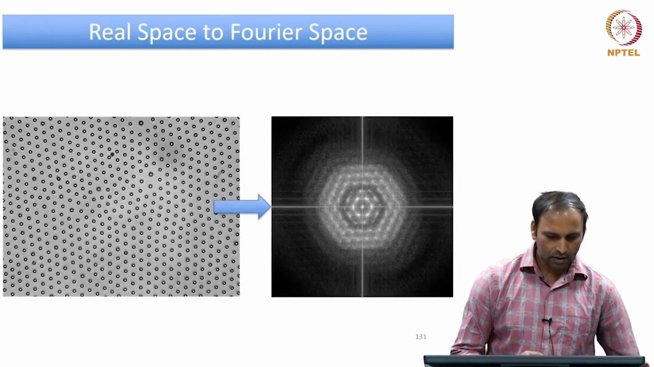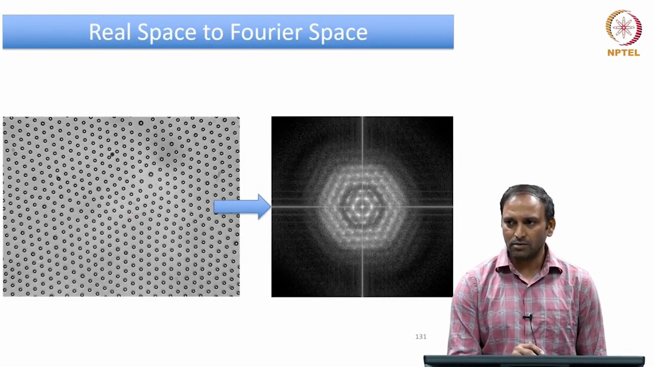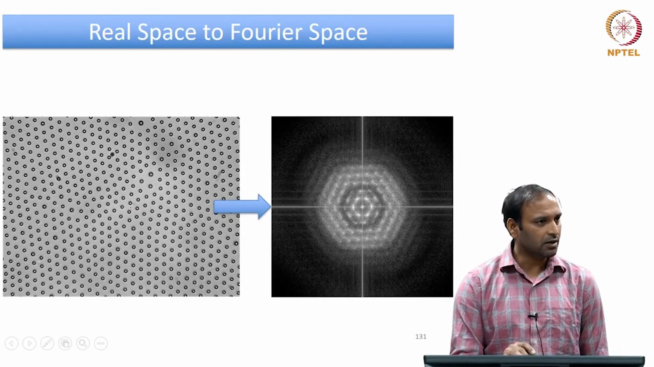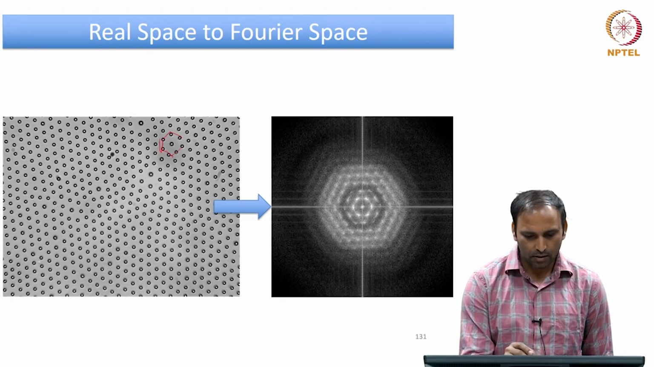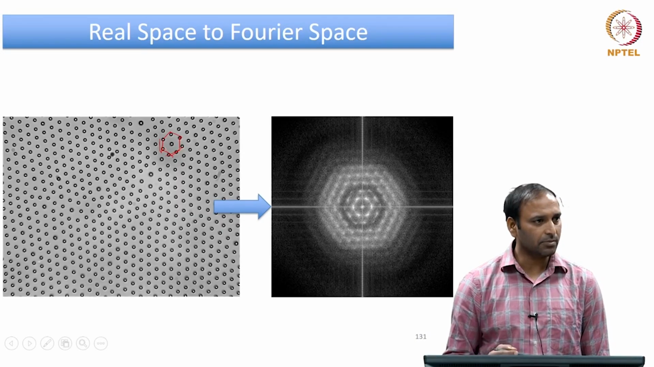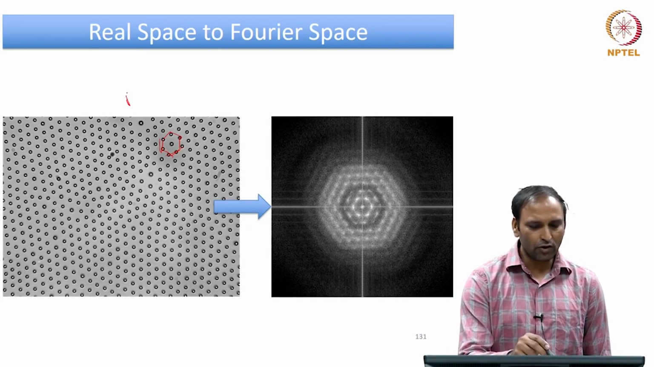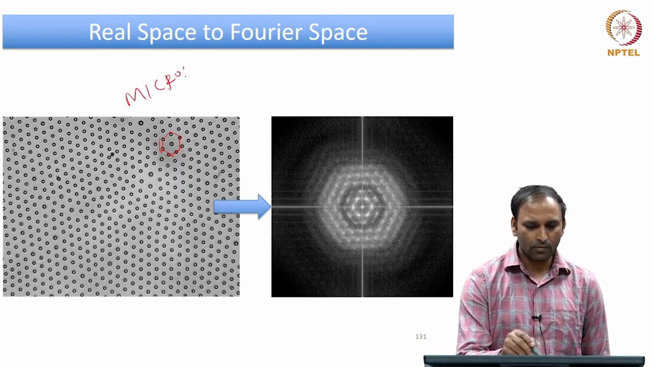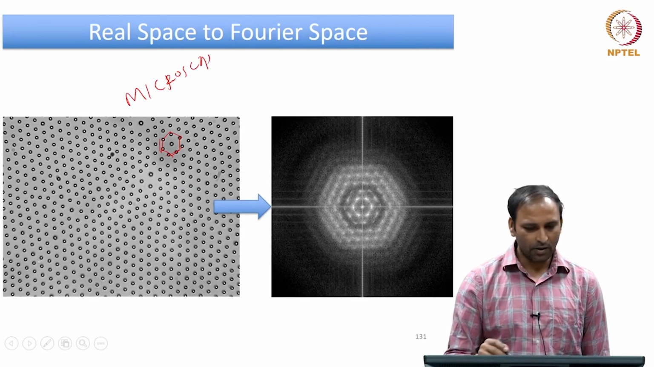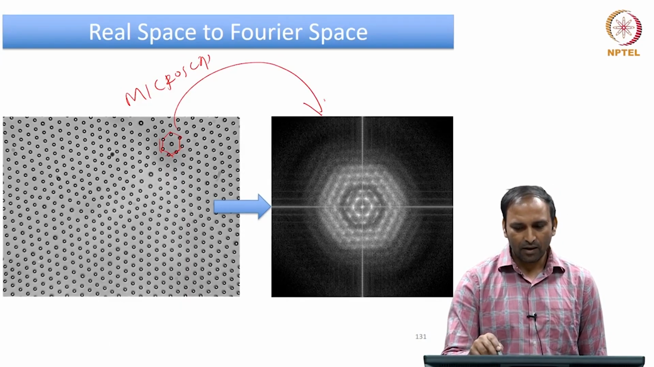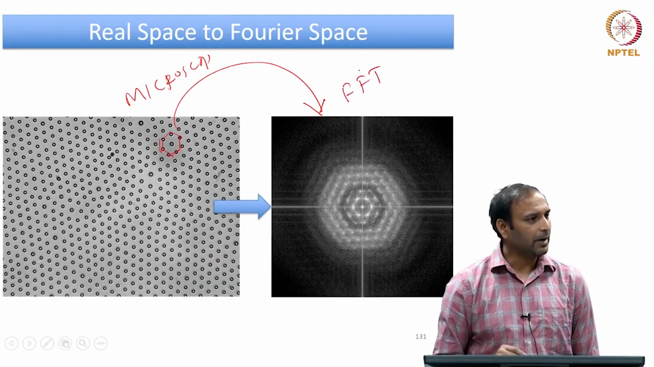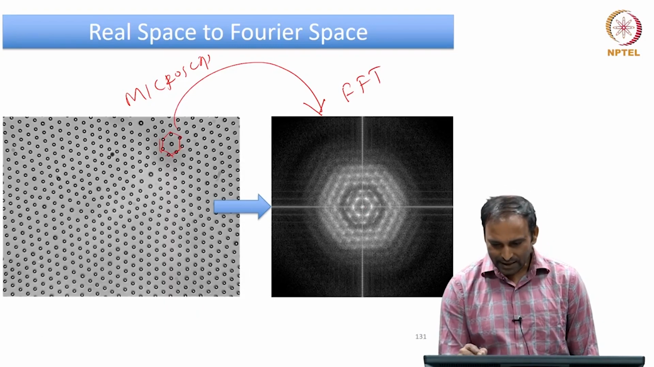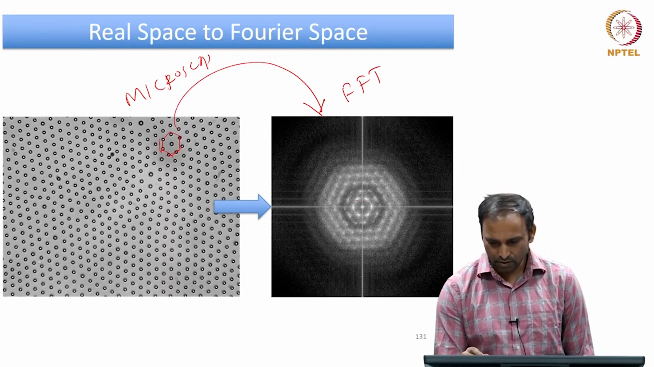Or this is an optical microscopy image, where the particles are nicely arranged. Everything is a hexagonal pattern. Now, this is a microscopy image by an optical microscope. We have taken that, converted it into an FFT pattern, and what you again see is a hexagonal pattern. Can you see here?